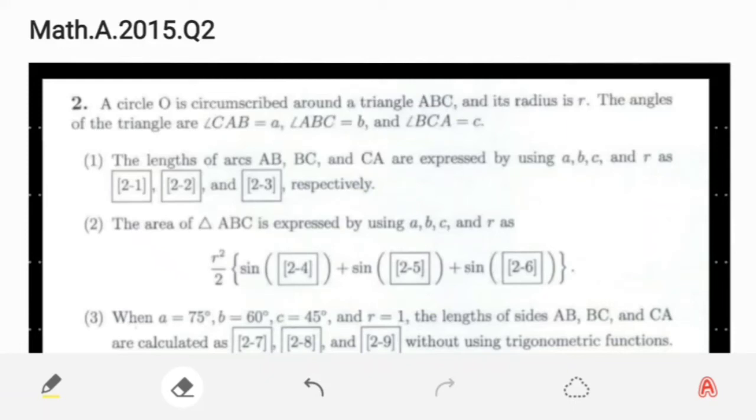Hello everyone, let's solve Math Max Exam Math A, 2015.